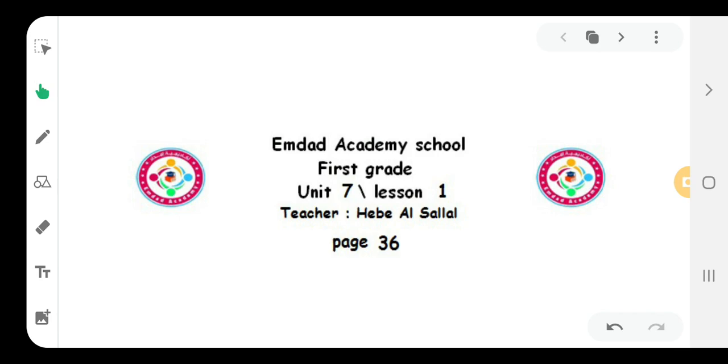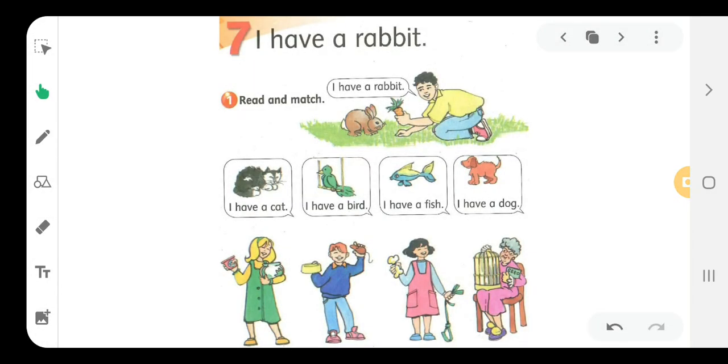Page number 36. A new unit, Unit 7, Lesson 1. Open your book. Page number 36. And pick up your pencil to point and write. What's the title of the new unit? What's the title of this unit? I have a rabbit. I have a rabbit. Okay. Pick up your pencil and write like me.